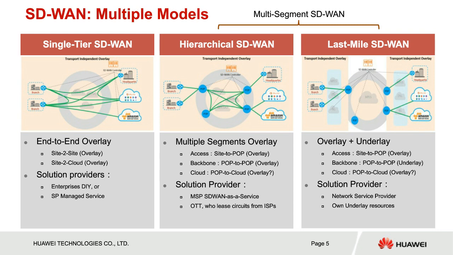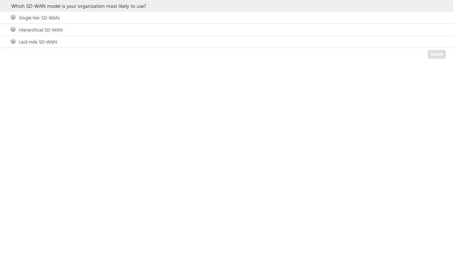Great, thanks, Linda. Now that Linda has given us an overview of a couple of different SD-WAN models, we want to ask the audience, which SD-WAN model is your organization most likely to use? Is it going to be single-tier SD-WAN, hierarchical SD-WAN, or last-mile SD-WAN? While we give folks a chance to answer, I want to ask Linda if she could talk a little bit about some of the concerns for these different SD-WAN models.